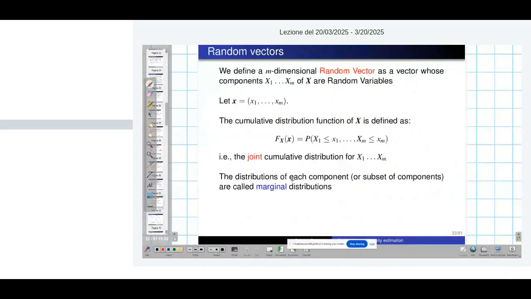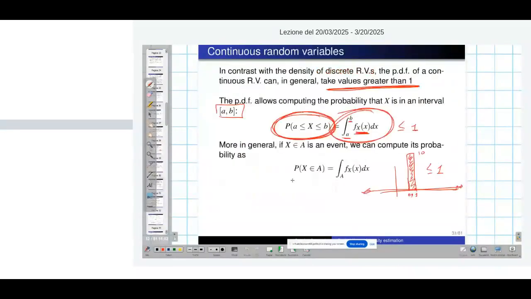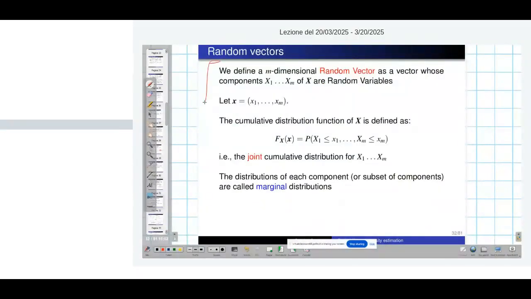Okay, let's stop here. Tomorrow we will introduce the extension that we will need, which is random vectors.